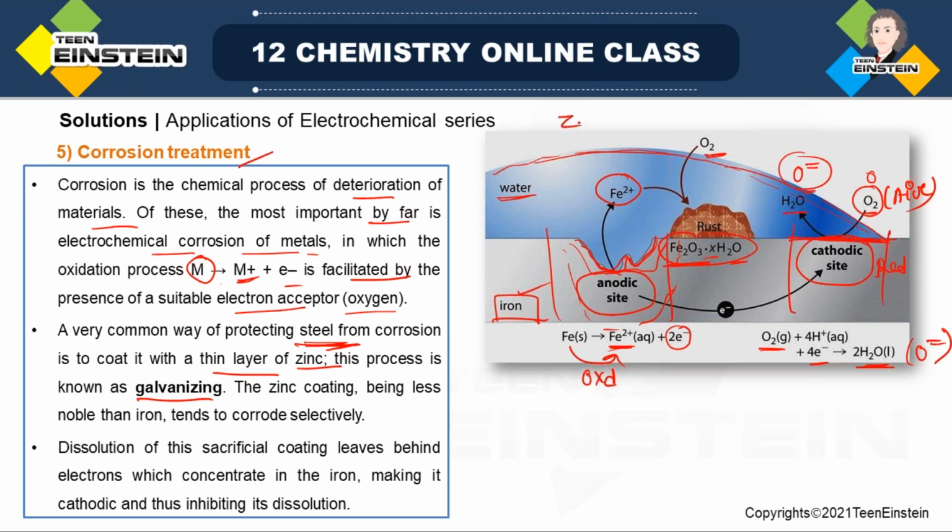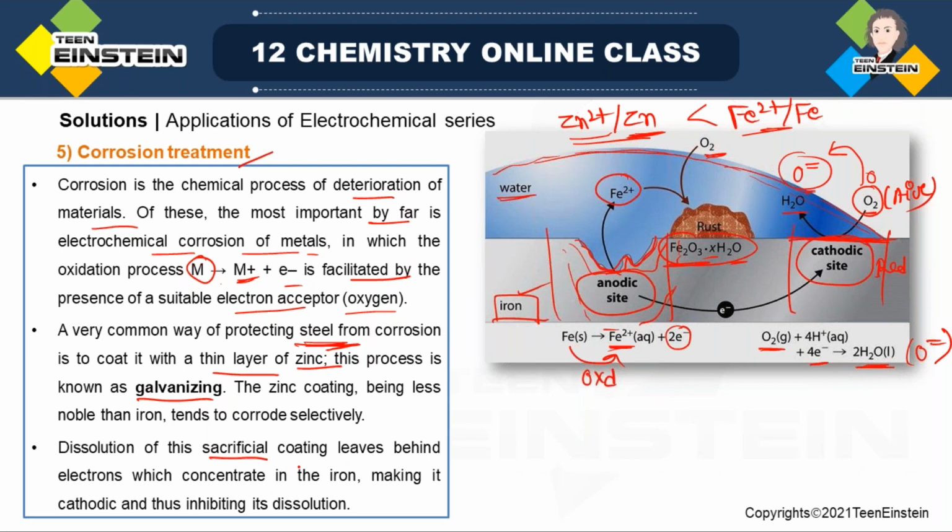Because in the Zn2+/Zn system, if you compare it with the Fe2+/Fe system, zinc is more reactive. That means this system has a higher reduction potential value. So when Zn is present, it will act as a sacrificing element. Why? Because oxygen is reduced to O2-, and for this reduction we need electrons. Now Zn will supply these electrons because Zn is more reactive compared to iron. So that is why we call it a sacrificial coating.